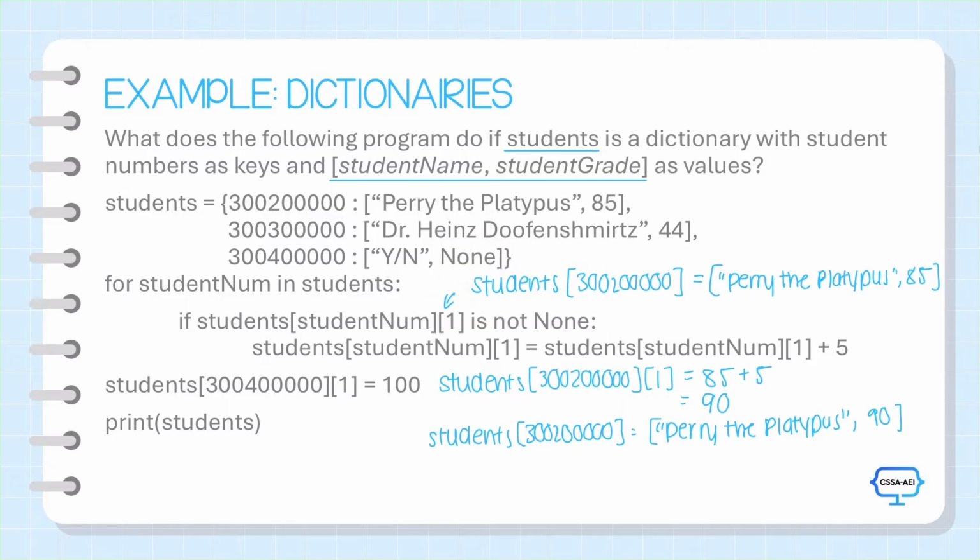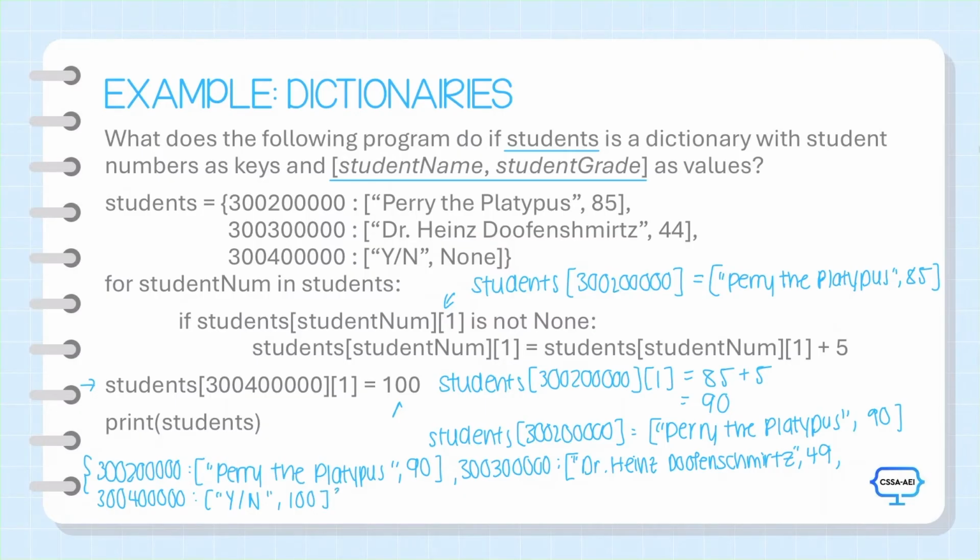And then once we exit the loop, don't think I forgot about you. This is you as a student. We're going to set your grade to 100 because that's what you're going to get on this exam after this final prep. And then we're going to print out students. Okay? So those are our students printed out. You can see that everyone got a 5% bump if their grade was already inputted, and then we gave you 100. Sounds good.